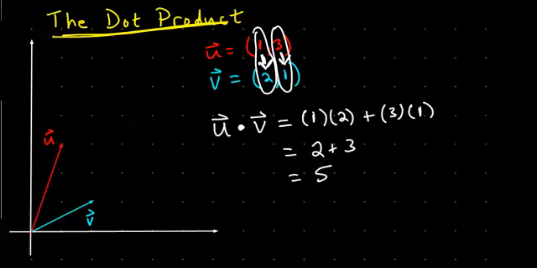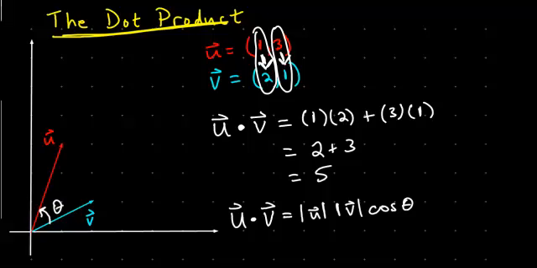And we will show in the next video that there's another way to get the dot product, and that's going to be u dot v equals the magnitude of u times the magnitude of v times the cosine of theta, where theta is the angle between the two vectors.